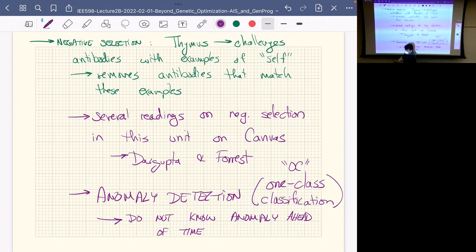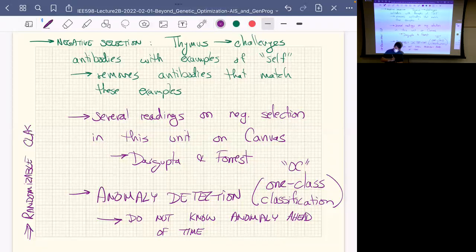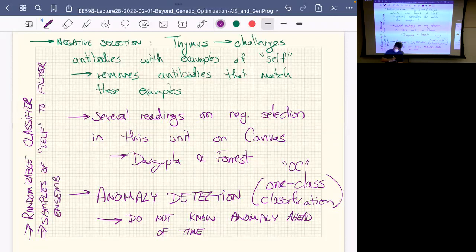All right. So I don't want to go into much more detail about negative selection. I just want to marinate you with the basic idea. It can be applied in lots of different ways. All you really need is a randomizable classifier. So this is the key here: you need a randomizable classifier and samples of self to filter the ensemble of classifiers.